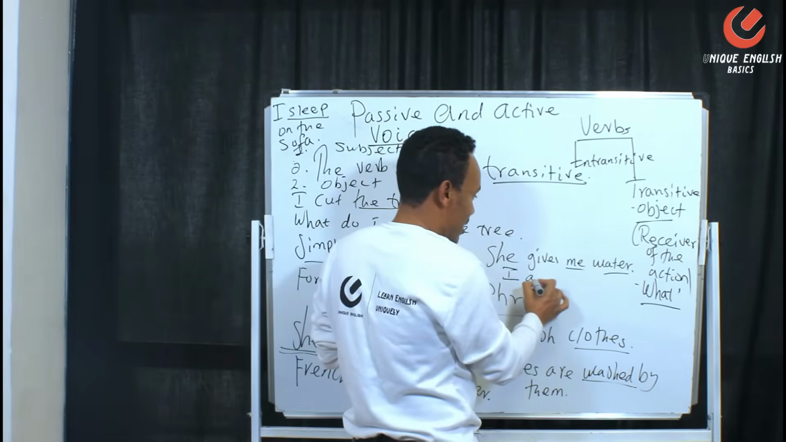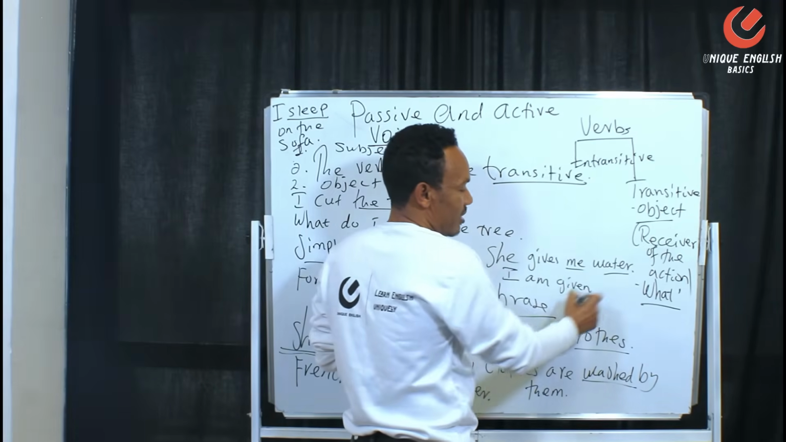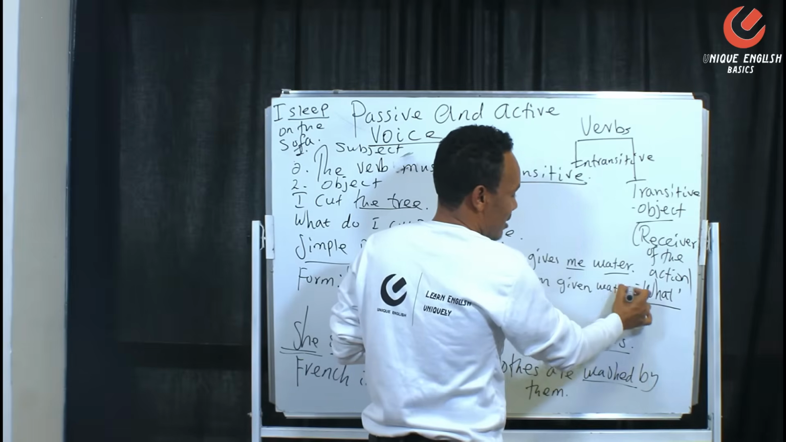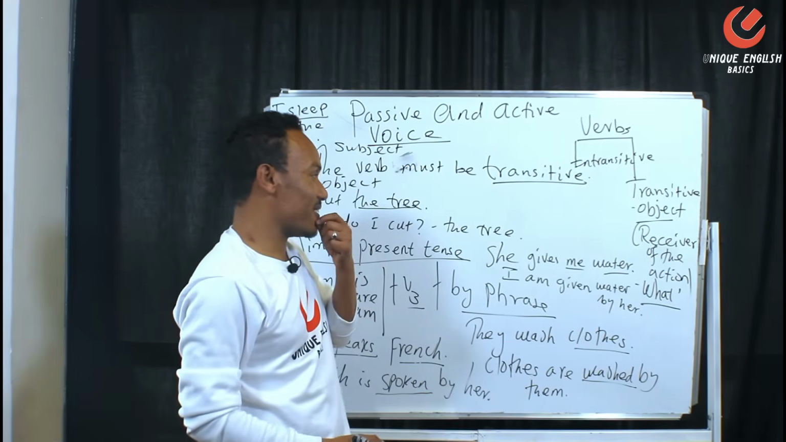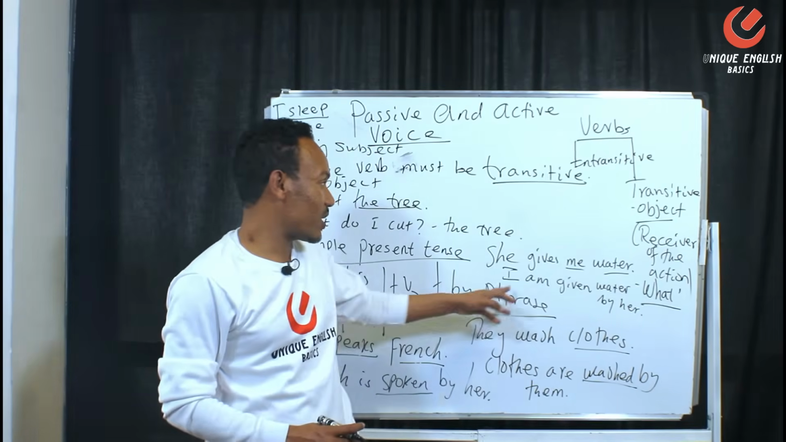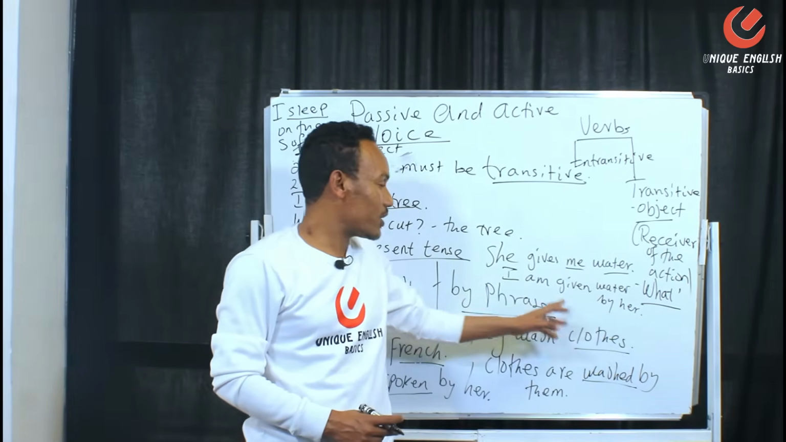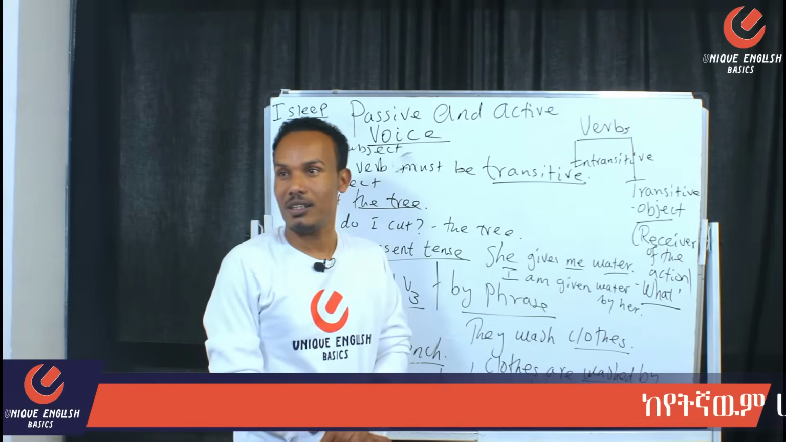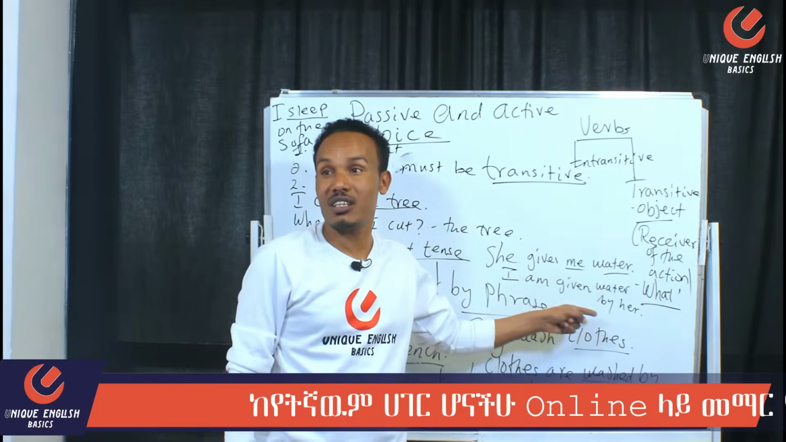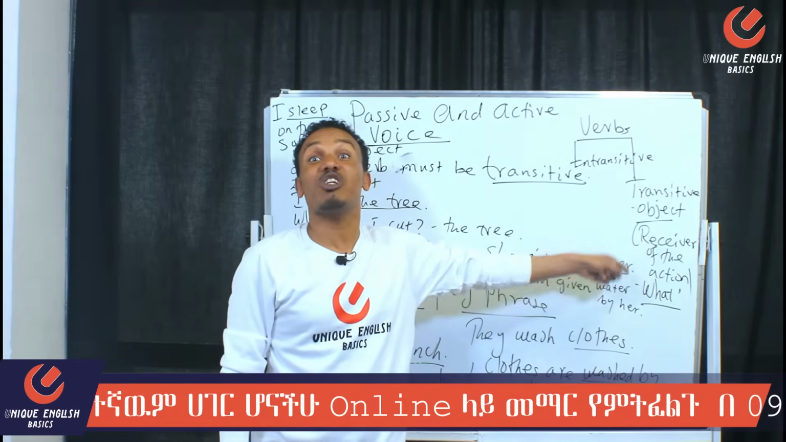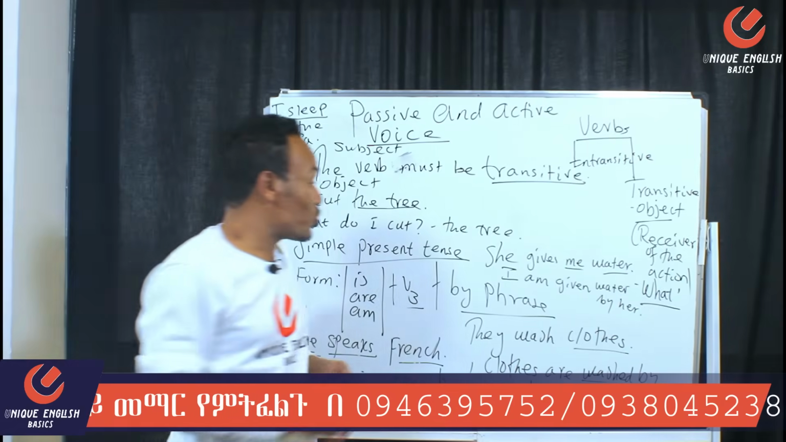I am given water by her. By what? Her. I am given water by her. Is there another? Water is given to me by her. Say it again. Water is given to me by her. Yeah, water is given to me by her.